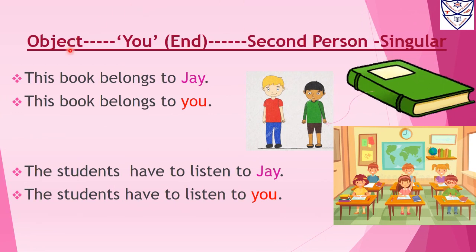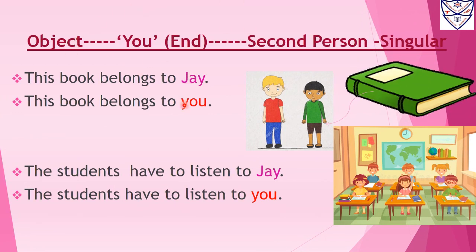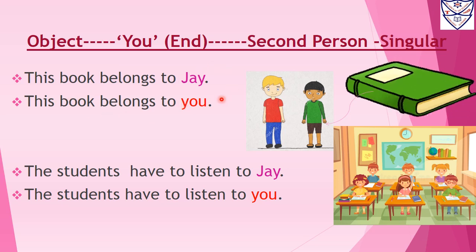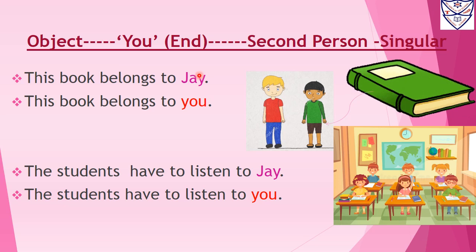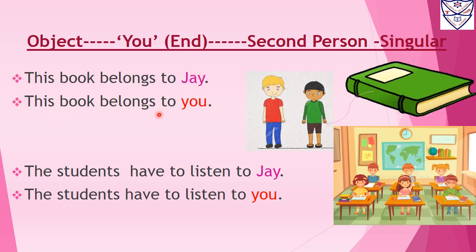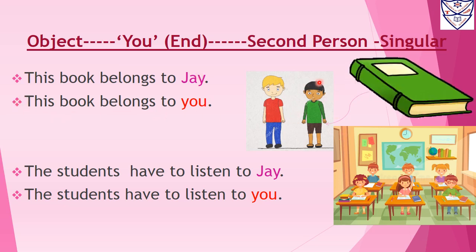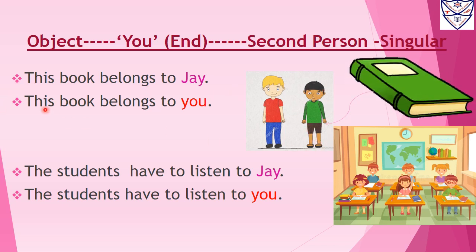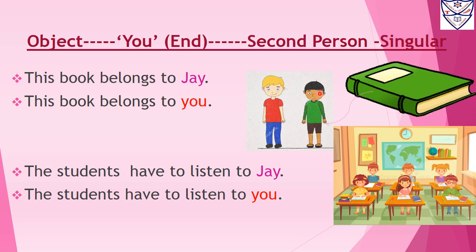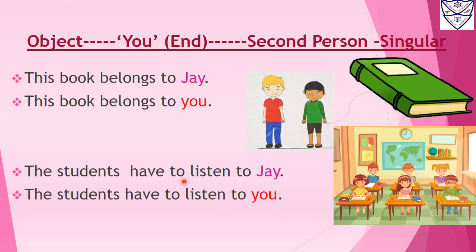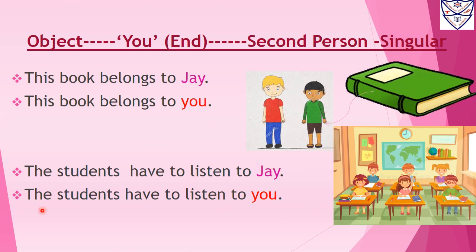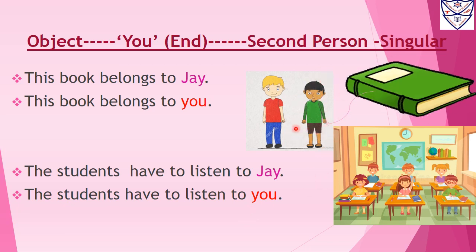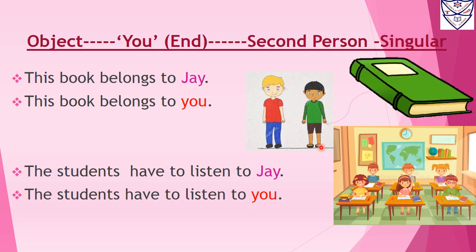Now we will use the word you when my subject becomes an object. Now, this book belongs to Jay. So how will I say? This book belongs to you. I am talking directly to Jay. This book belongs to Jay. This book belongs to you. The students have to listen to Jay. So how will I say? The students have to listen to you. Here I am directly talking to Jay. So I am using the word you. Let's see some more examples.